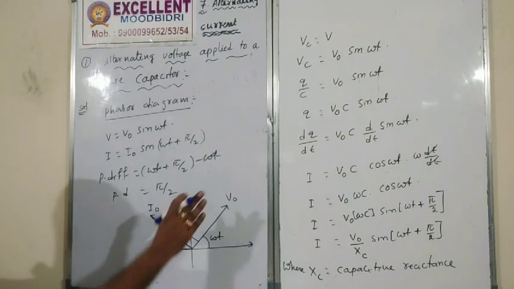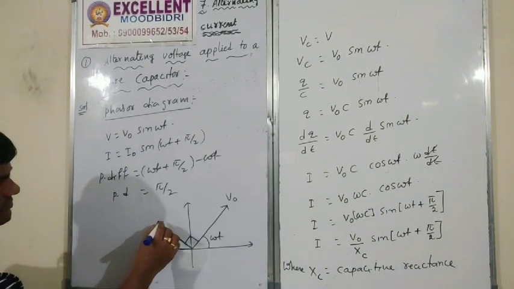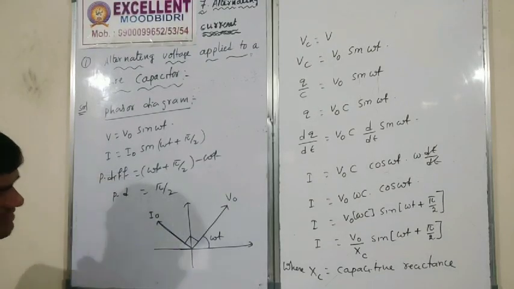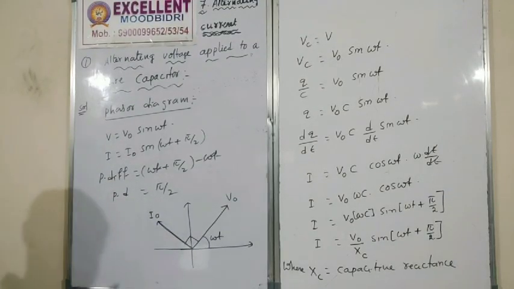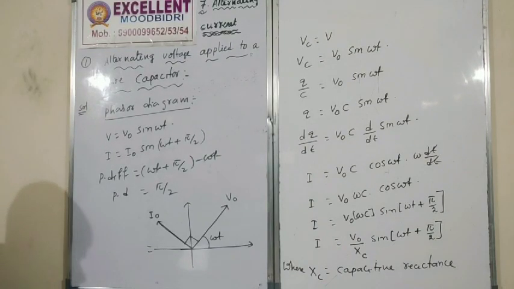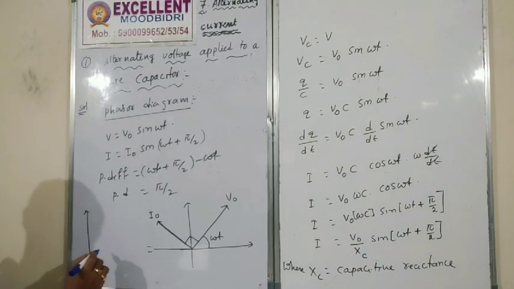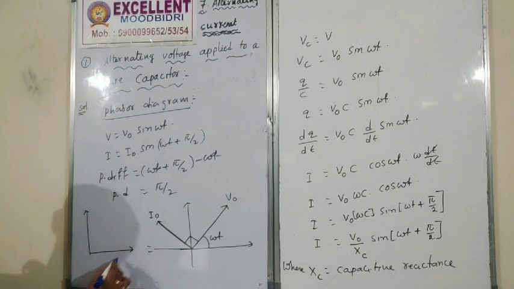Correct? That is I naught and V naught. That is the diagram. So in a simple manner we can draw it. So I C and this one. Okay, so you can draw like a diagram.